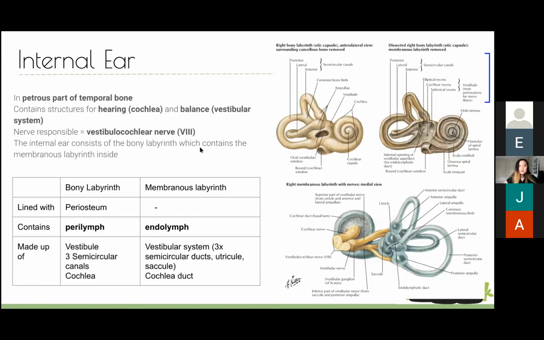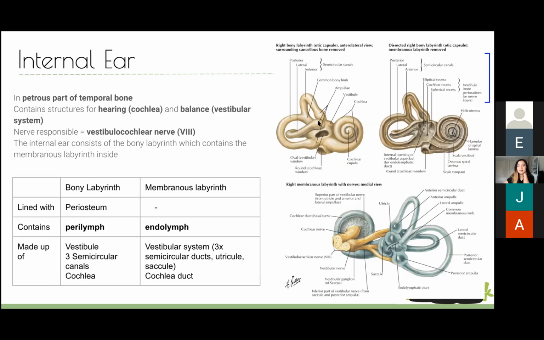This is your internal ear. So the most inner part of your ear, it's in the petrous part of the temporal bone. And it contains structures for hearing, i.e. the cochlea or the snail-like region, and balance for your vestibular system, which has these semicircular canals. The nerve responsible is your vestibulocochlear nerve, well named CN8, and it's got a bony labyrinth and a membranous labyrinth.